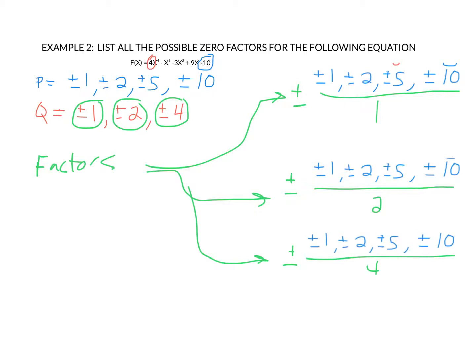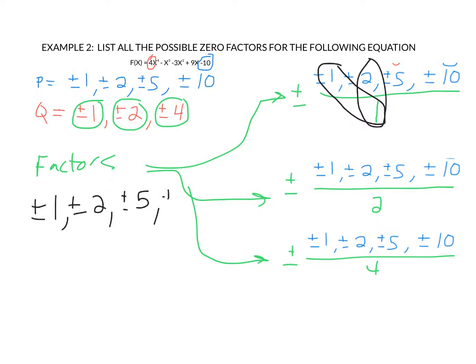And now from here is where we're going to start making our list of all the possible factors by taking the top and dividing it by the bottom. Now the first part's going to be really easy because, as we saw earlier, 1 over 1 is just 1, so plus or minus 1. 2 over 1 is plus or minus 2. And we're going to have plus or minus 5, plus or minus 10.